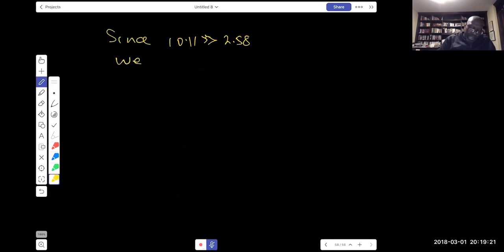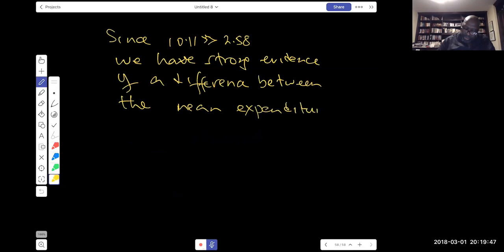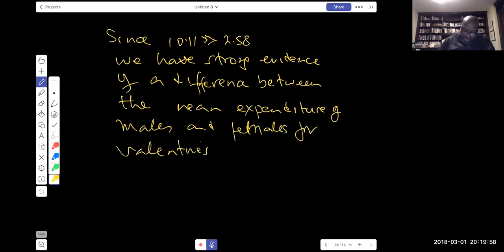we have strong evidence of a difference between the mean expenditure of males and females for Valentine's Day. Okay, so that's the conclusion.